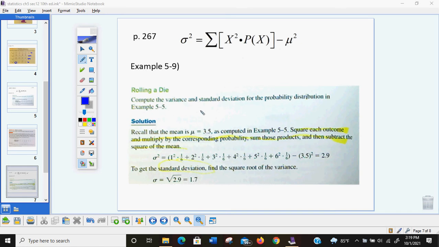Now in this example, we're going to use the dots on a dice again since we've done that one before. We already know from the last section that the mean is 3.5. So we're going to use that.